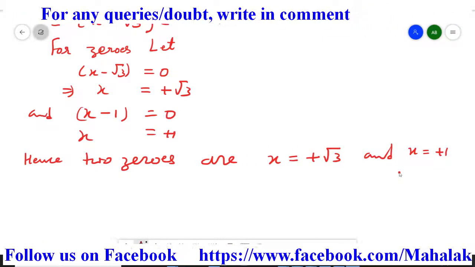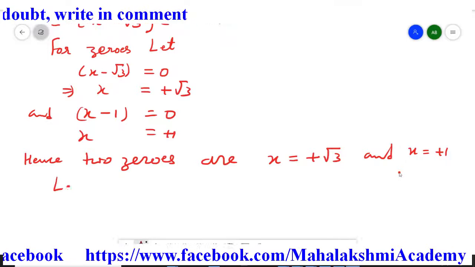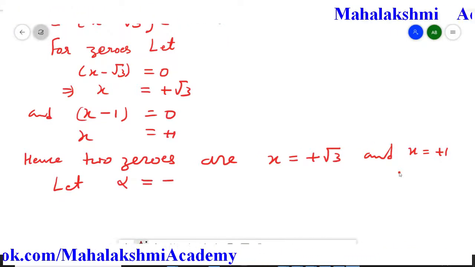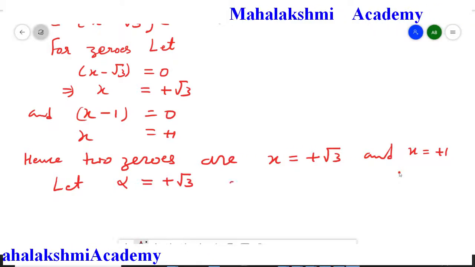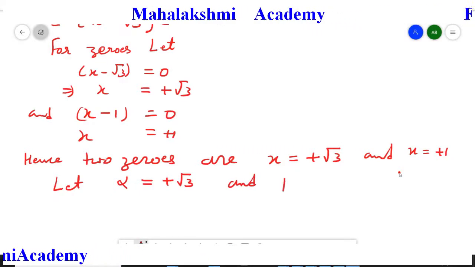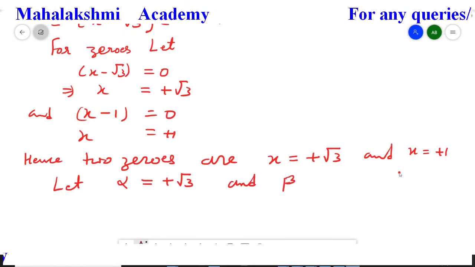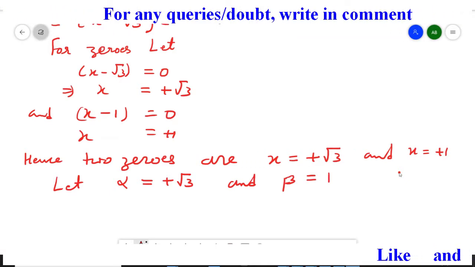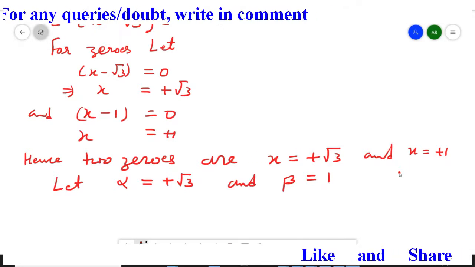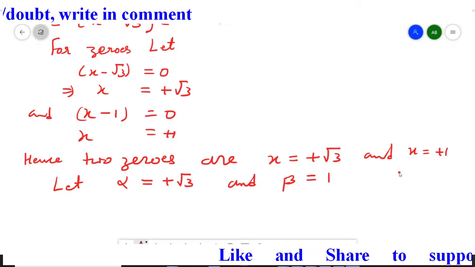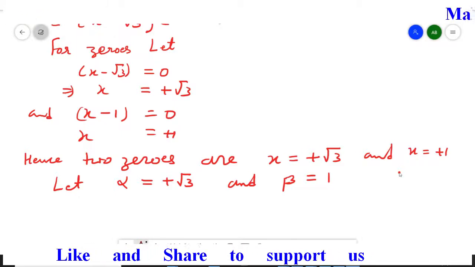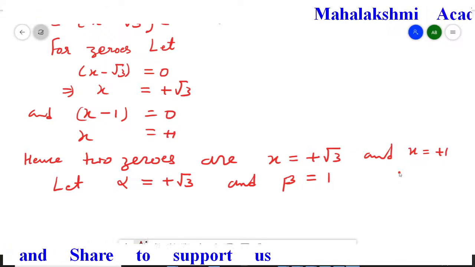So we will assume them as the two zeros. Let alpha is equal to plus root 3 and beta is equal to 1. So these are the two zeros. Now in the question, we have to verify the relationship between the zeros and the coefficients. So zeros we already achieved. Now we have to find out the coefficients.